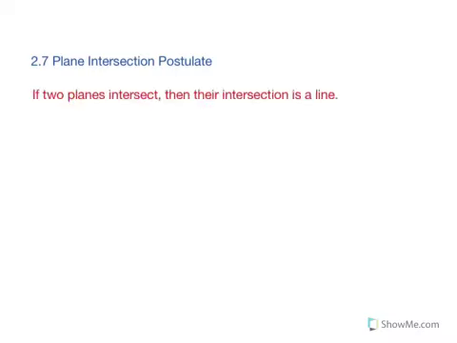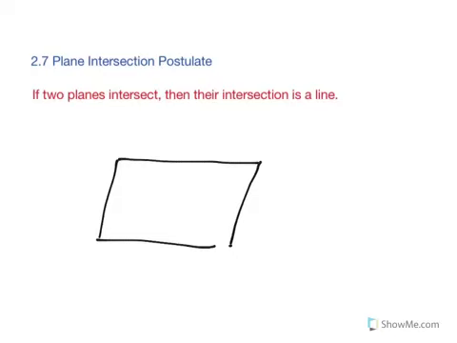The next postulate is 2.7, which is the plane intersection postulate. And that states that if 2 planes intersect, then their intersection is a line. So we're going to draw that. First we start with our parallelogram for the first plane. And then you want to pick 2 points on the edges of the plane and draw straight up. You want to connect those tops together.